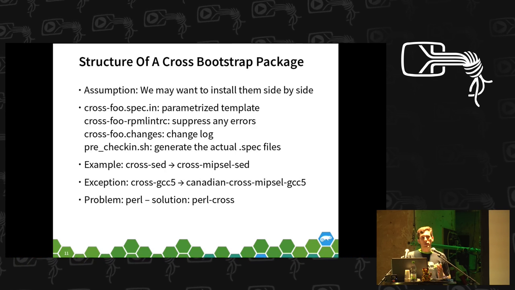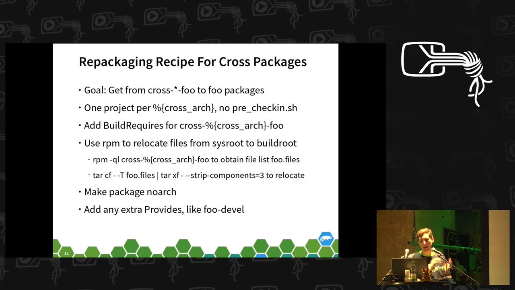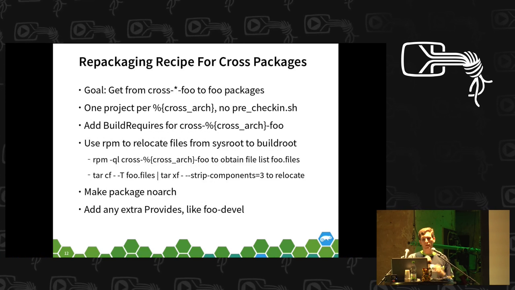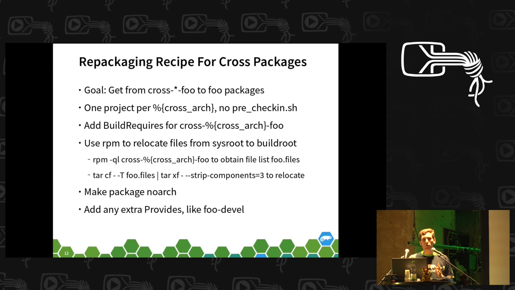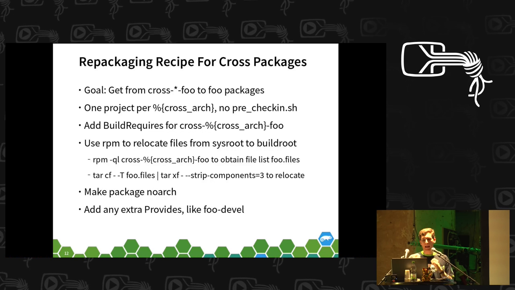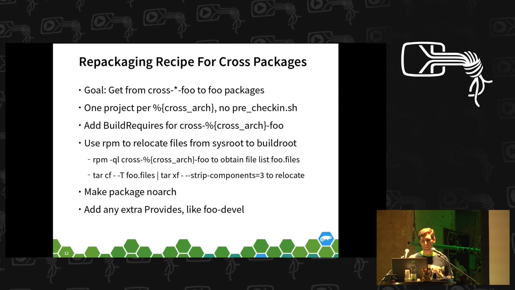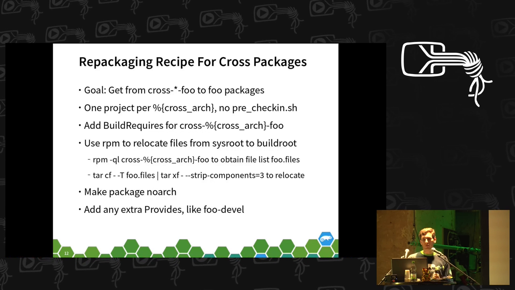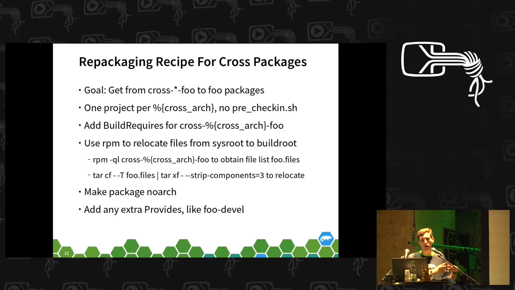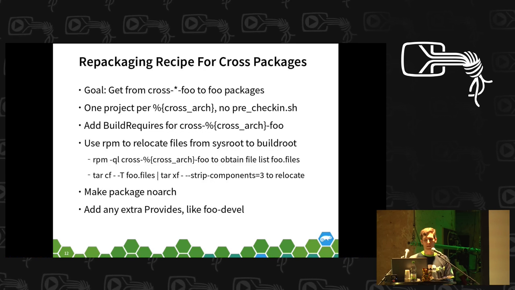At the end of this, you would have a package called cross-mipsel- and then the package name. Now our next goal is, how do we actually get this package into a form that has the right name and installs the files to the right location? In particular, we'll have to relocate the files from /usr/<target triple>/sysroot to just the root.